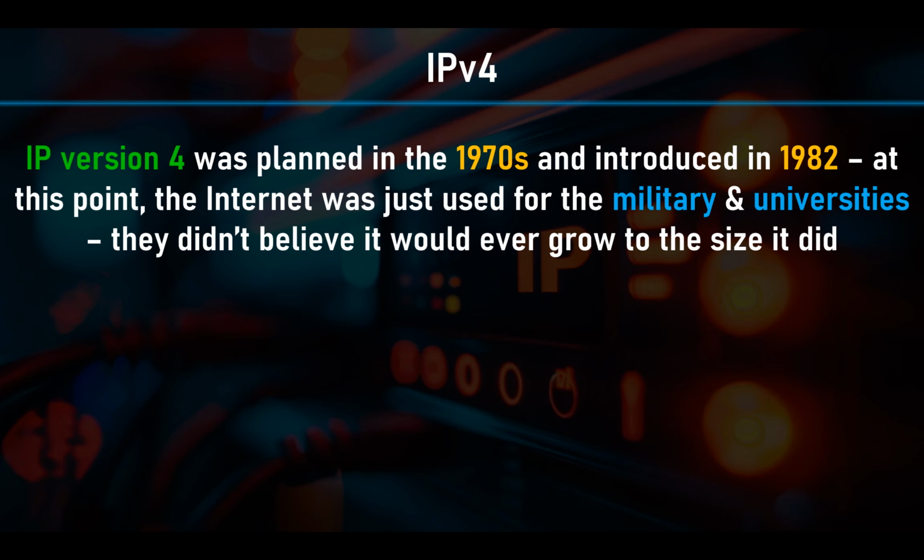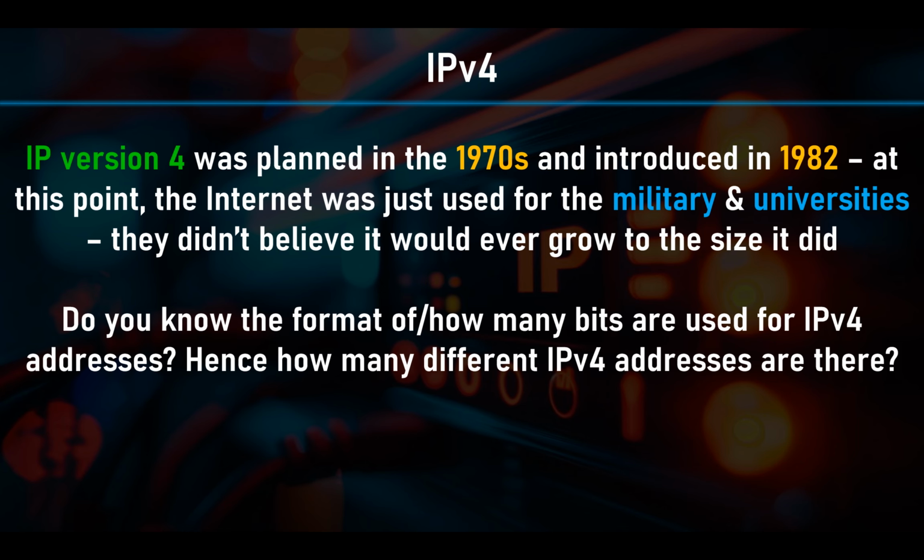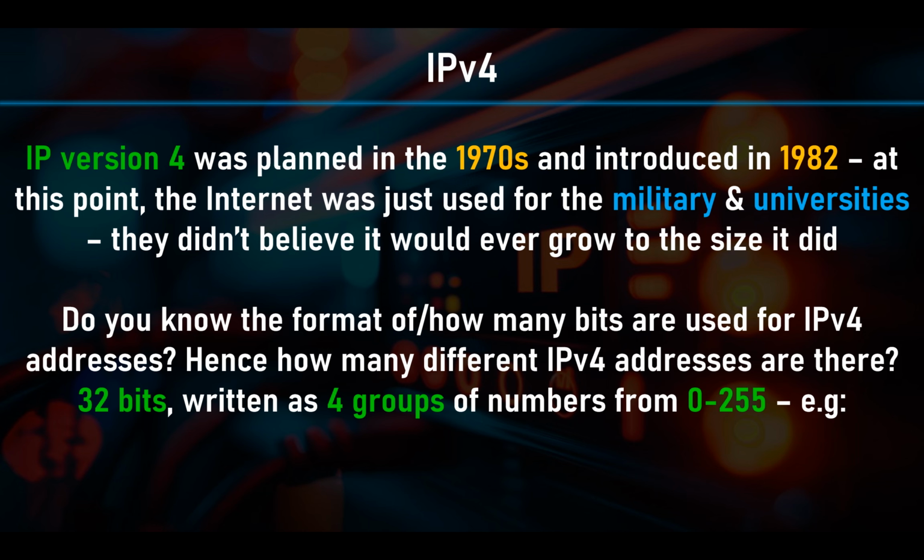Alright, so IP version 4 was planned in the 1970s and introduced in 1982, initially just for military and universities. They didn't believe it would grow to the size it did. If we think how many bits are in IP version 4, there are 32 bits, written as 4 groups of numbers, each 0 to 255 in denary. For example, 192.168.0.1, which is a private IP.